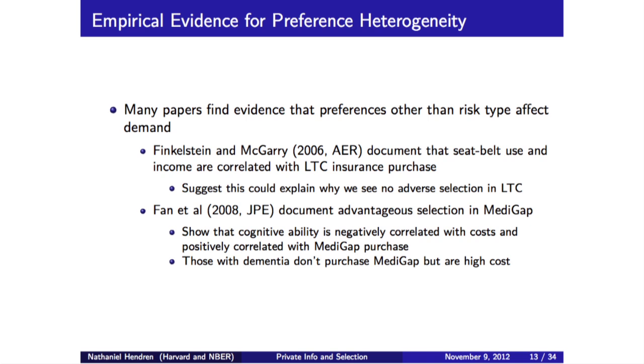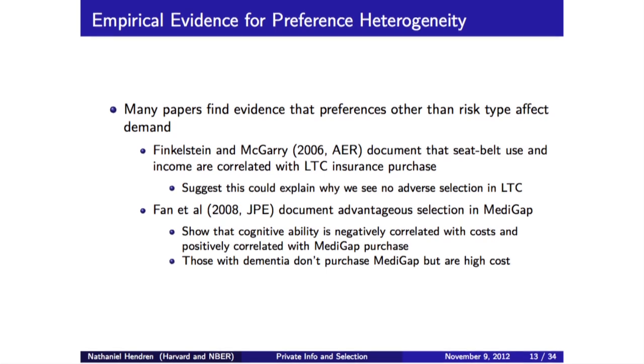There's now another paper by Hunmin Feng, Keen, and Silverman in the JPE from 2008, and they document advantageous selection in Medigap. So Medigap is a market for supplemental insurance for people on Medicare. When you turn 65, you get Medicare, but that covers about 80% of your costs. So there's still a co-insurance associated with Medicare. And what Medigap does is it allows you to purchase policies to cover that remaining gap.